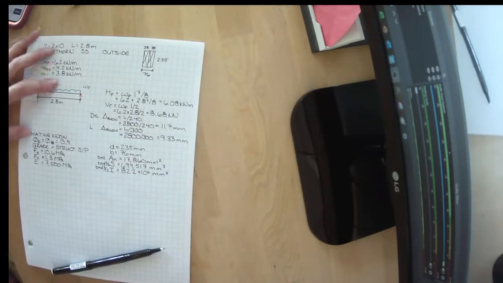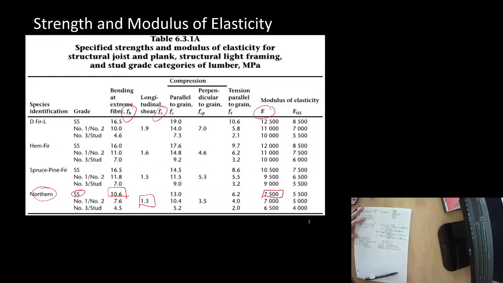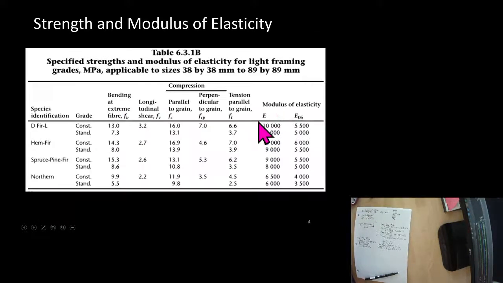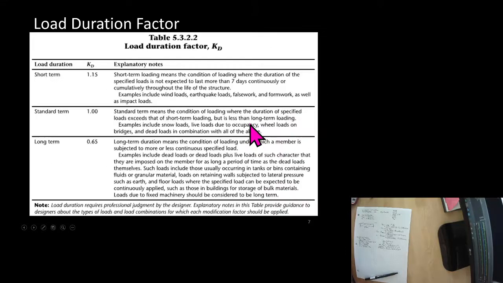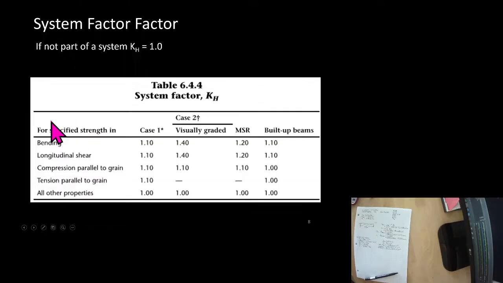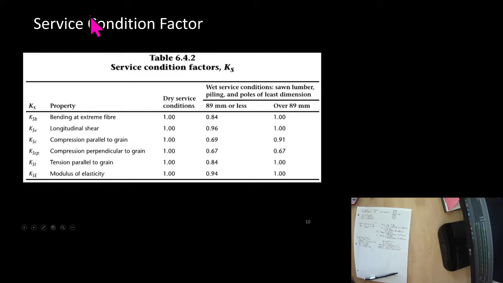So now we could probably go start thinking about our factors that we need to apply. Well, it's a standard situation, so KD is going to be 1. That's easy. KH, or our system factor, it's a beam. It's not a stud or a joist, so it's not part of a system. We're just going to call that right now and say that it's a KH of 1. So that's for bending and also for shear. So we're going to use 1. KH is just 1. Service condition factor. It is outside.